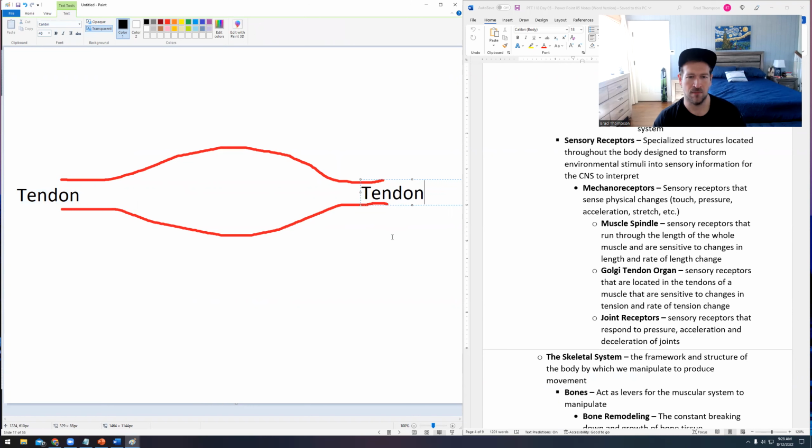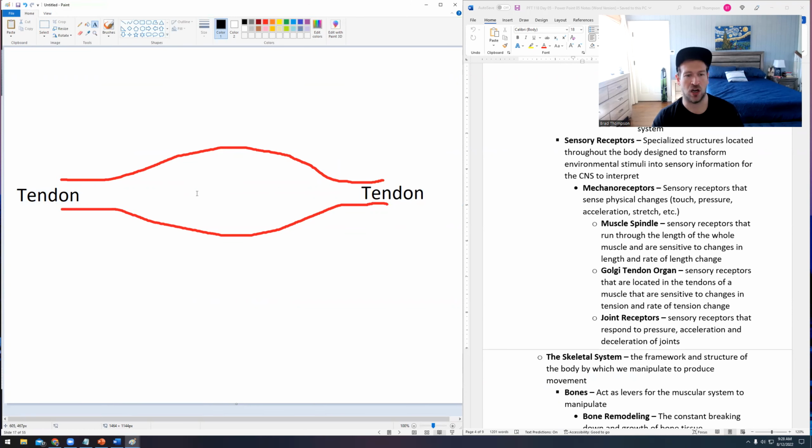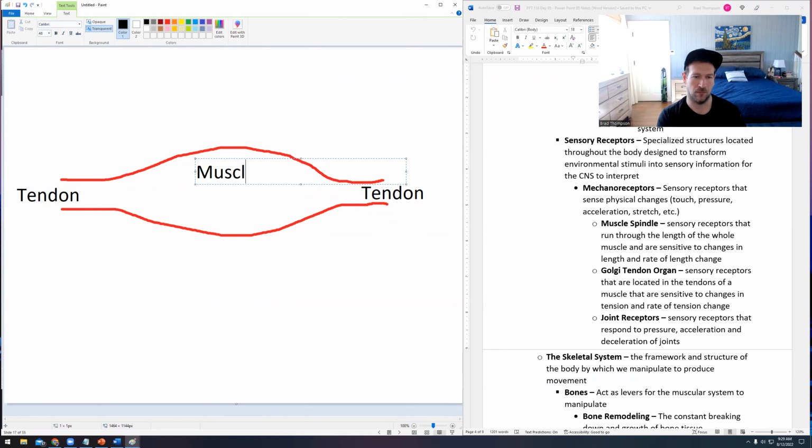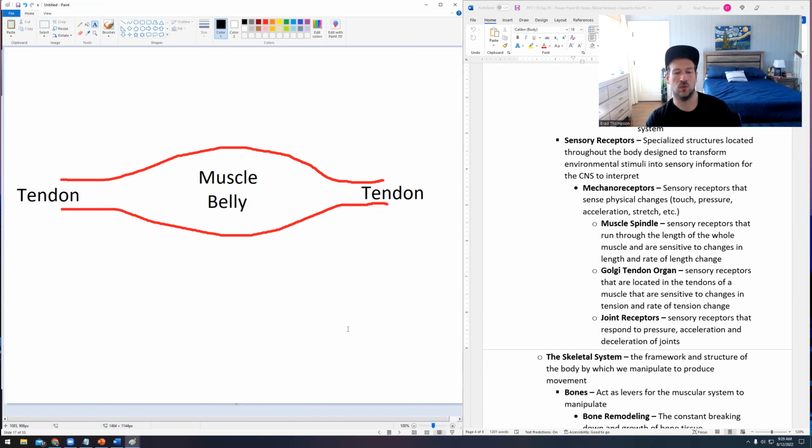So that one lives there. And this is the overall muscle belly here, in the center. So there we go. Now we've got kind of a working muscle here, right? What we're going to see is a sensory receptor that runs all the way from one end to the other. So we're going to put this little sensory receptor here, running from one end of the muscle to the other. And it doesn't go through the tendon or anything like that. It's just living in this section right here.